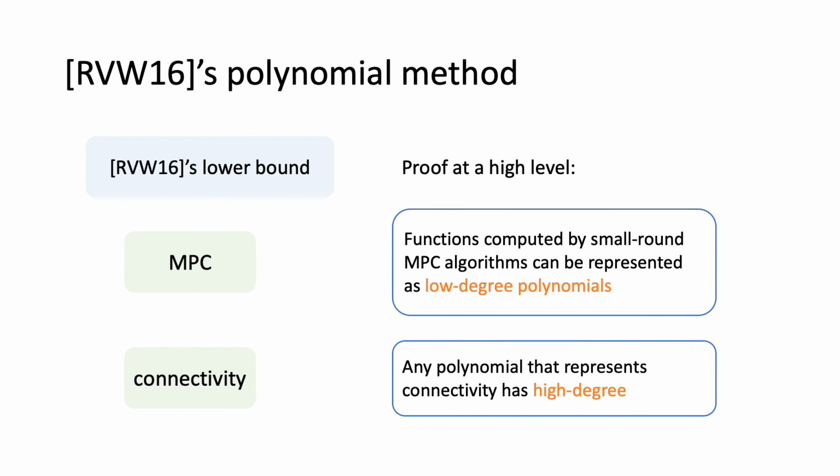Next, for this particular problem of connectivity, they show that any polynomial that represents connectivity must have high degree. This allows them to derive the MPC round lower bound. To get our 1 versus 2 cycle lower bound, we extend RVW's polynomial method framework to the AMPC model, and also for promise problems. This is our second main contribution.